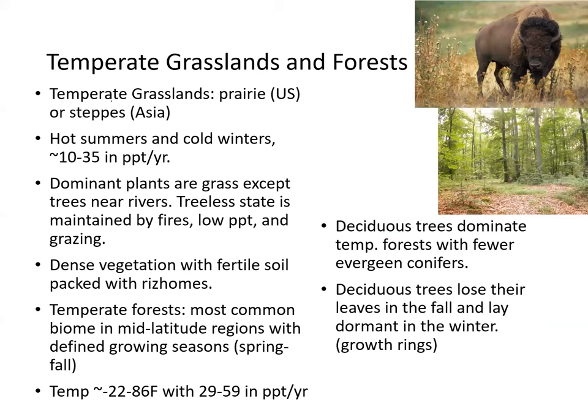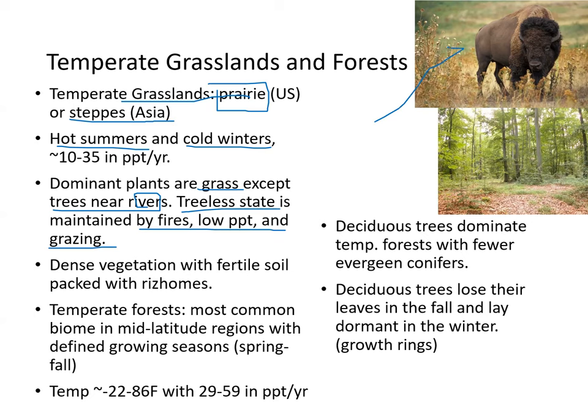Then you have the temperate grasslands, basically prairie and Asian steppes. They have hot summers and very cold winters. Dominant plants are grass, except for trees near the rivers. And the treeless state is maintained by the fires, low precipitation, and grazing by animals. Here's a North American bison grazing. Dense vegetation with fertile soil is packed with rhizomes.